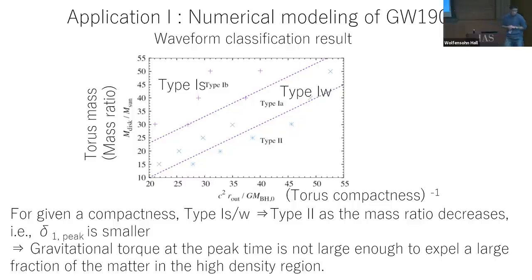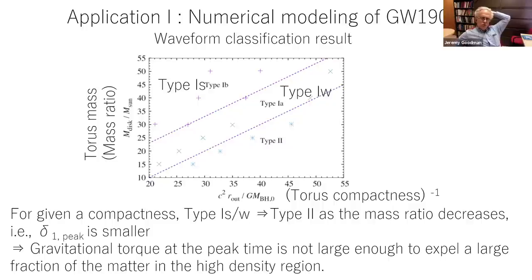Yes, it is well known that constant specific angular momentum is subject to the Papaloizou-Pringle instability, but it's not a realistic profile. So in this model, we prepare the specific angular momentum proportional to the angular velocity, as a power law function of the radius. It's more or less close to Keplerian.